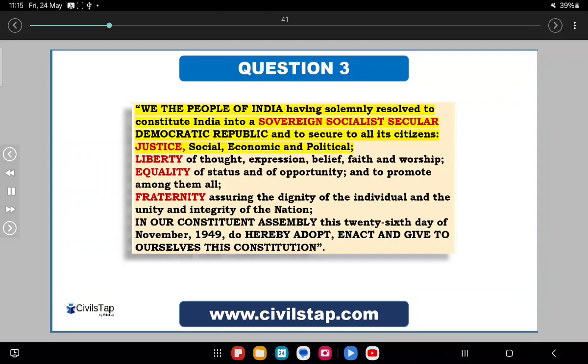Question 3. We the people of India, having solemnly resolved to constitute India into a sovereign socialist secular democratic republic and to secure to all its citizens justice, social, economic and political; liberty of thought, expression, belief, faith and worship; equality of status and of opportunity; and to promote among them all fraternity, assuring the dignity of the individual and the unity and integrity of the nation. In our Constituent Assembly this 26th day of November, 1949, do hereby adopt, enact and give to ourselves this Constitution.